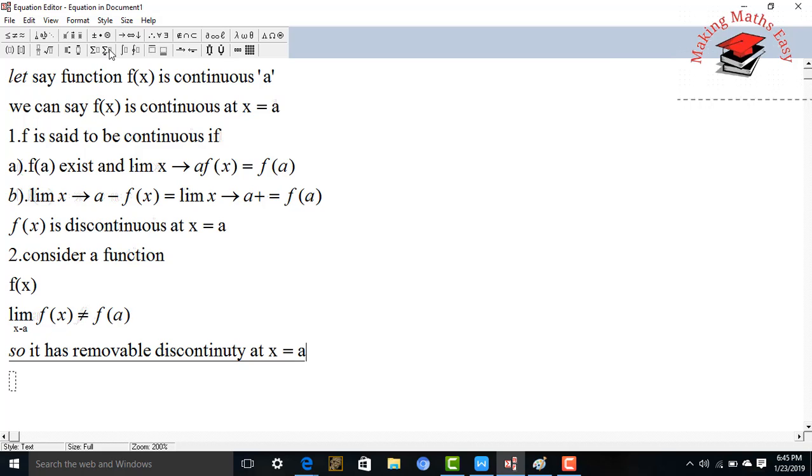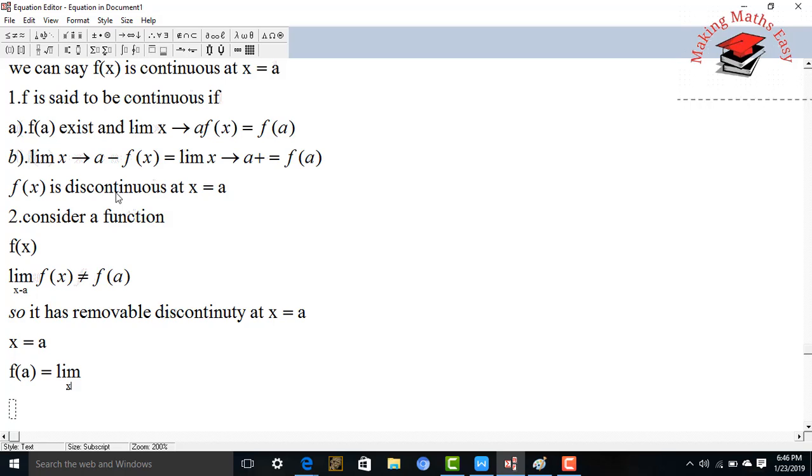So this discontinuity can be removed by redefining the function at x equal to a. We can put x equal to a and remove the discontinuity. So we will get f of a becomes equal to lim of x tends to a of f of x. So this is the second property.